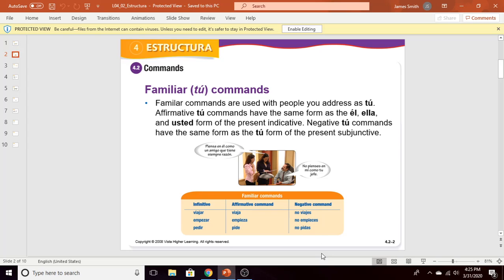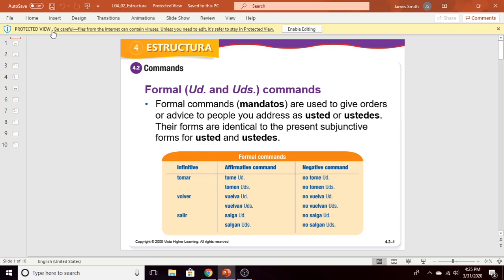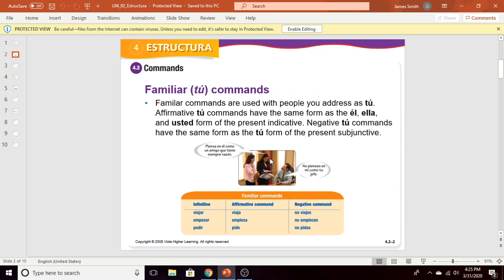When it's negative, it's actually easier. Negative tú commands are just like these. They're the subjunctive for who you're talking to. So you'd say, no viajes, no empieces, no pidas. So negative tú commands make sense. They're in the subjunctive for tú. Just make sure you put a no in front of it. Where the weird part comes in is affirmative tú commands.